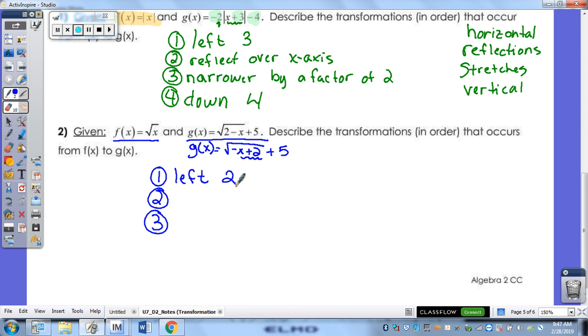Then we have reflections, which there is a reflection here. There is a negative sign in front of the x, since it's in front of the x this time, you're going to reflect over the y. As I said, there's no stretches this time. There's no number out in front that you're going to multiply by. And then our vertical +5 means we're going to go up 5.